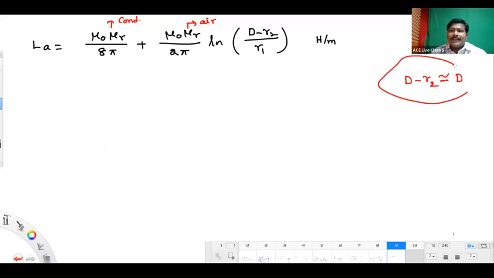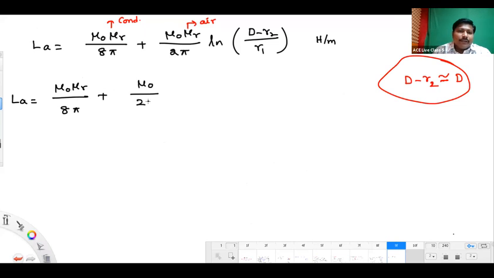So obviously, this D minus R2 we take as D only. So you can write LA as mu naught into mu r by 8 pi, where mu r is for the conductor, plus mu naught by 2 pi, with mu r equal to 1 for air, times the natural logarithm of capital D by R1, in Henry by meter. And this mu r is for the conductor.